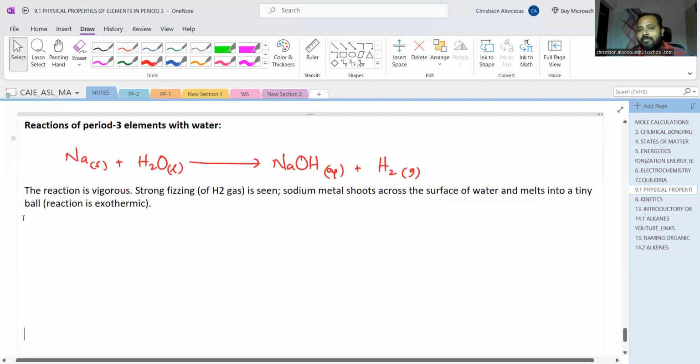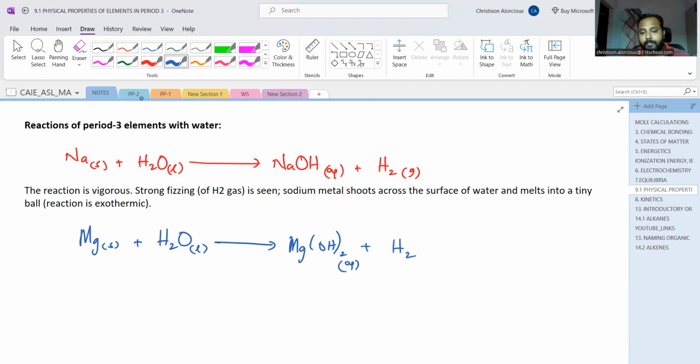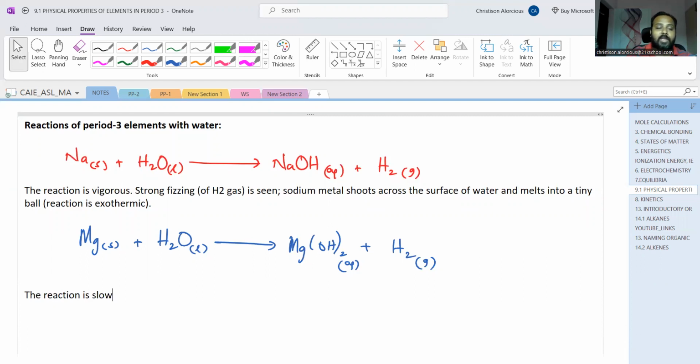Now, magnesium is slightly weird, because magnesium solid does react with cold water, water at room temperature when we say cold water. And this produces magnesium hydroxide, an aqueous solution of magnesium hydroxide, and hydrogen. But you find that the reaction is rather slow. The reaction is slow. How slow are we talking about?